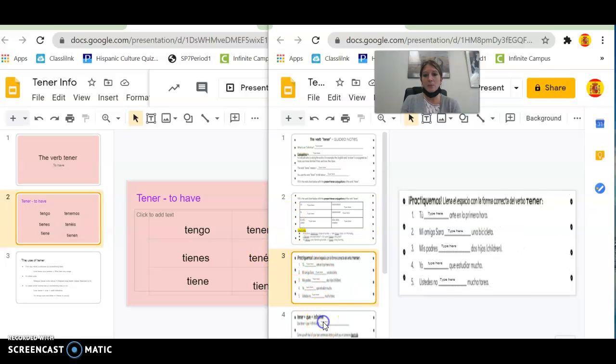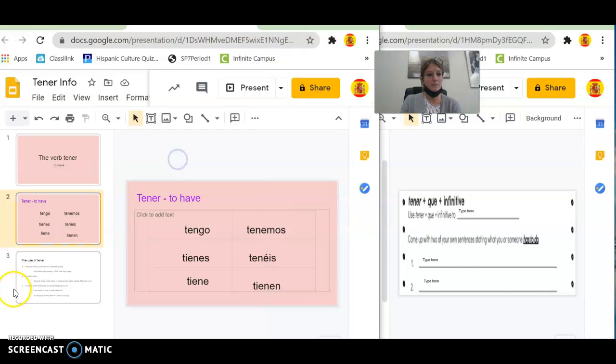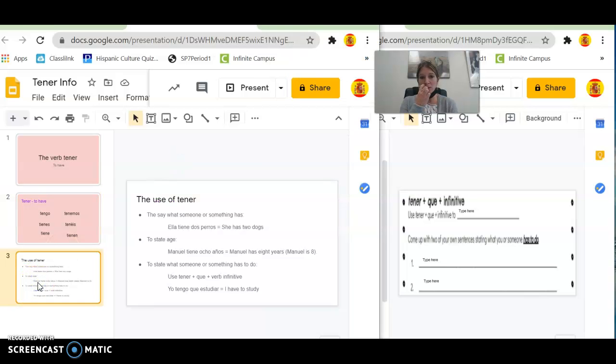Now, let me bounce back over here for a moment. These are some of the reasons to use tener. Very simply, the first one is to say what someone or something has. That would be that slide that I just showed you. We've also been using tener to state age. That one's a little different. Manuel tiene 8 años. Manuel has 8 years. In English, we would just say Manuel is 8. So to say what someone or something has, to state age, or there's this third scenario.